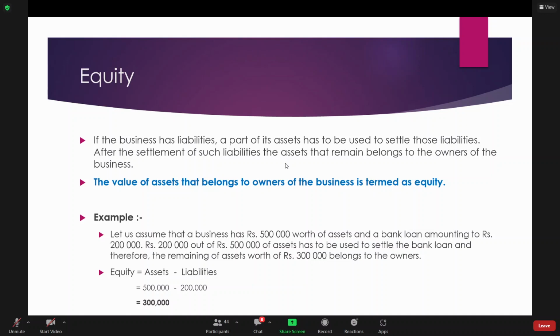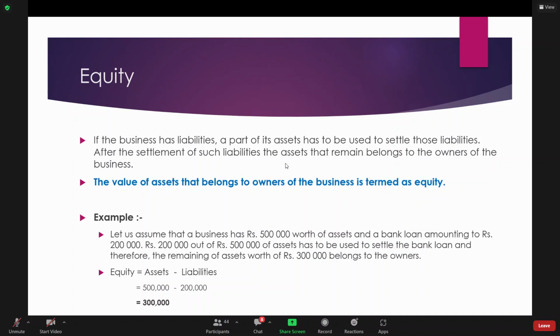So then what is the equity of the business? In the definition, it says the value of the assets that belongs to the owner of the business is termed as equity. Now here, your asset value is 500,000, but you have a liability as well, that is 200,000. The equity definition says if the business has liabilities, a part of its assets has to be used to settle those liabilities, and then whatever remains belongs to the owner.